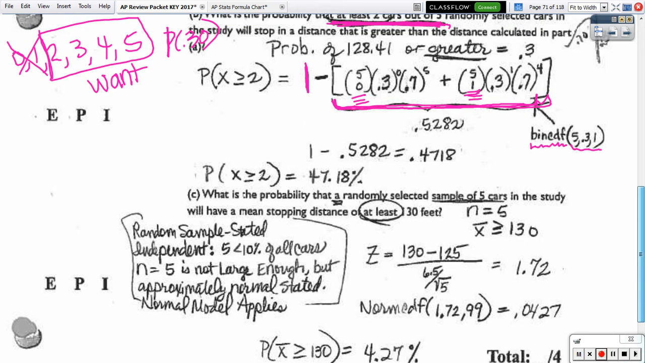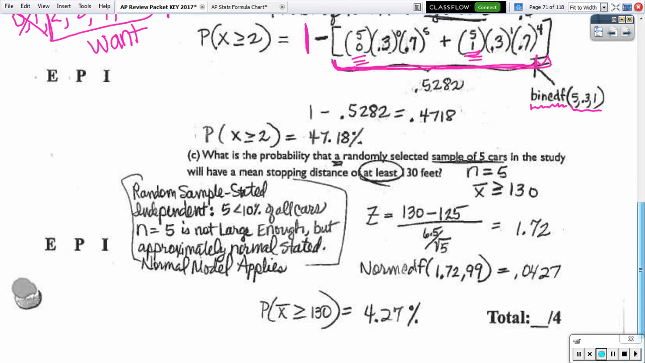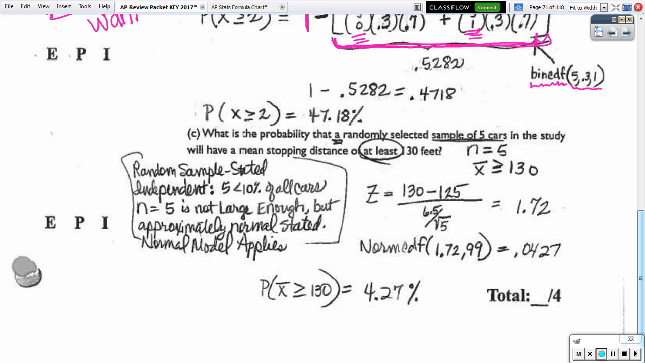All right, so you get E if you had the formula and the work. You get P if you just did one of those things, just the calculator speak. What's the probability that a randomly selected sample of 5?